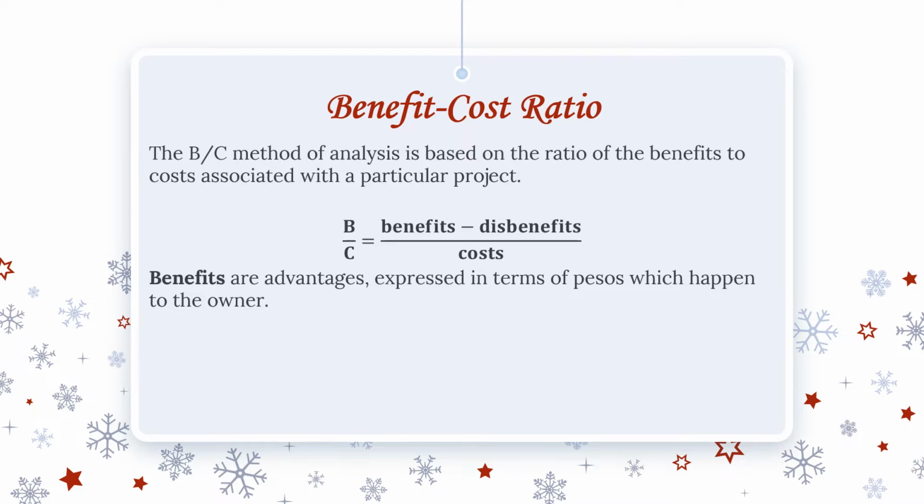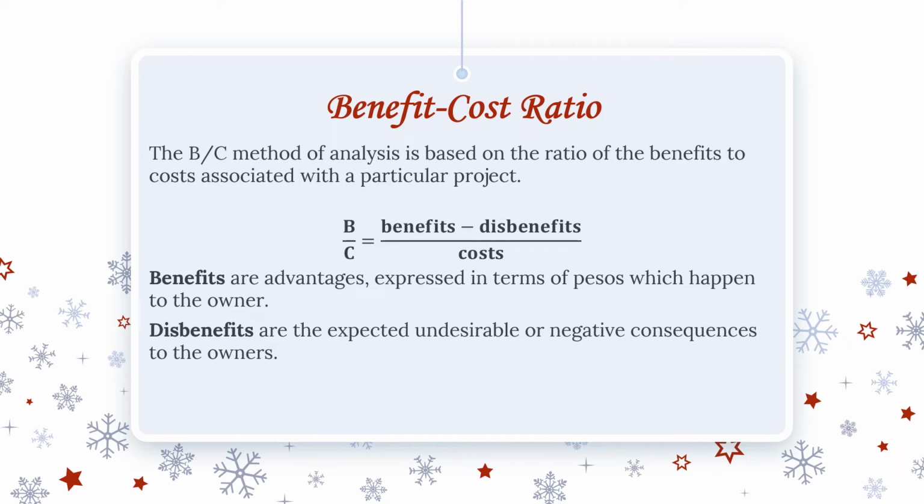Basically, they are advantages. If you have a project, all the revenue and income that you receive from it will be considered as benefits. So if it is beneficial to the owner, then that would be accounted as benefits. On the other hand, disbenefits are the expected, undesirable, or negative consequences to the owners. So these are the disadvantages.